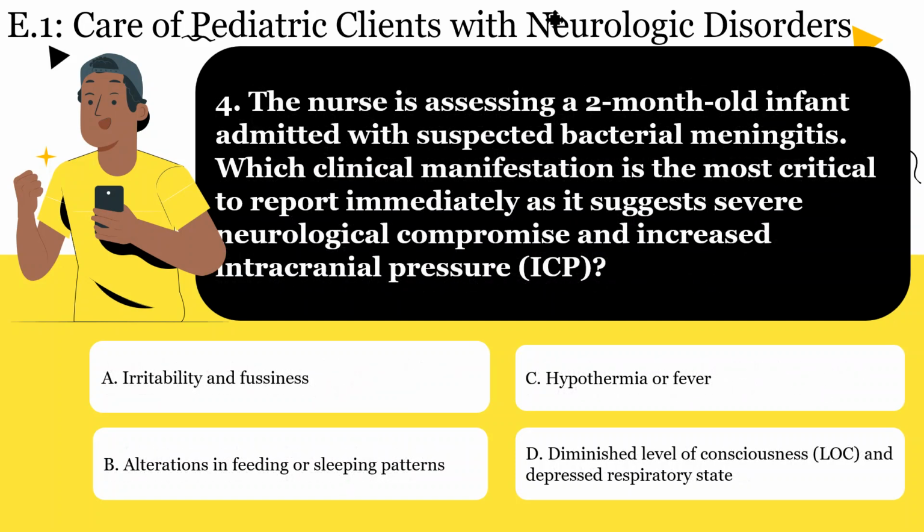The nurse is assessing a 2-month-old infant admitted with suspected bacterial meningitis. Which clinical manifestation is the most critical to report immediately, as it suggests severe neurological compromise or increased intracranial pressure? A. Elevated irritability and fussiness. B. Alterations in feeding or sleeping patterns. C. Hypothermia or fever. D. Diminished levels of consciousness and depressed respiratory rate.